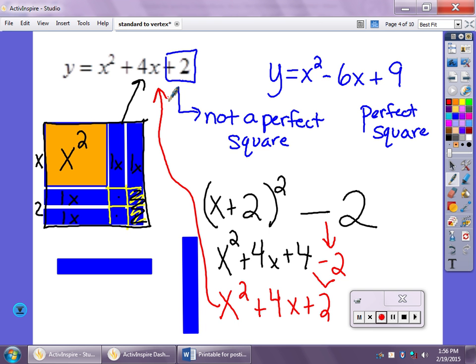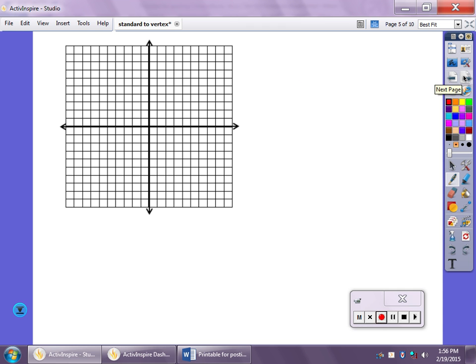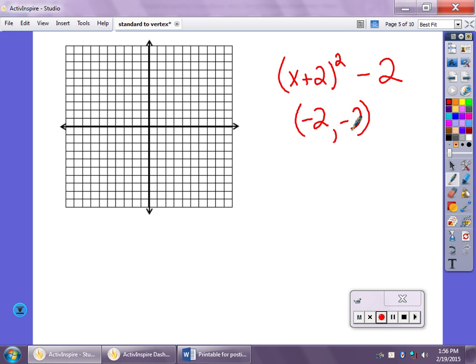Okay, so we're going to take the vertex form because now that I have it in vertex form, I can easily graph it. In vertex form, it was x plus 2 squared minus 2. And remember, when I find the vertex, I do the opposite of the x, so that's going to be negative 2. I keep my y, negative 2.